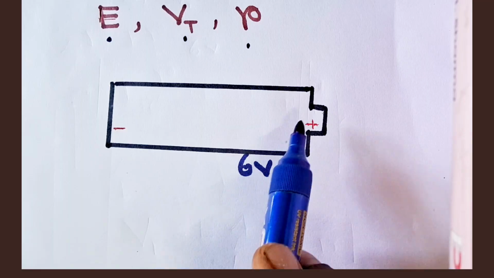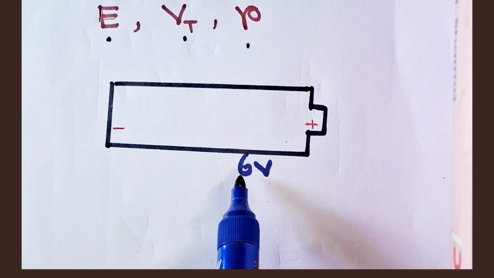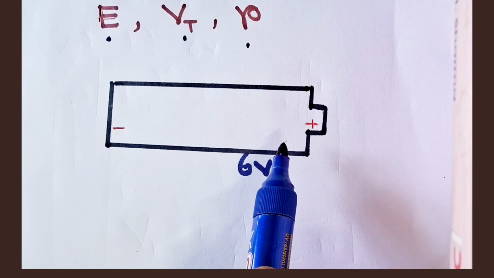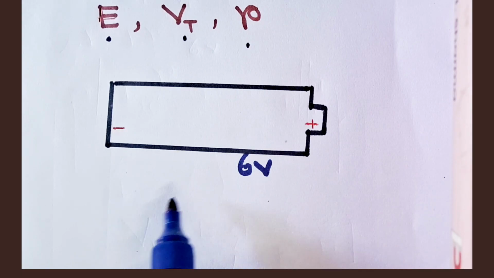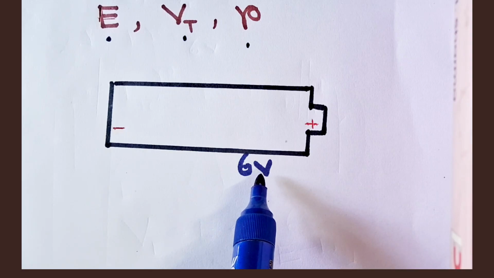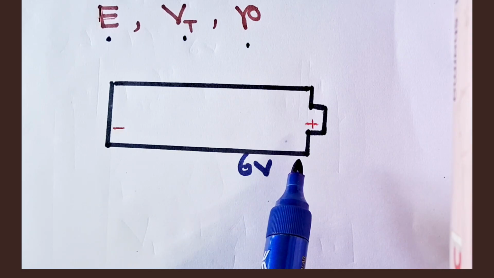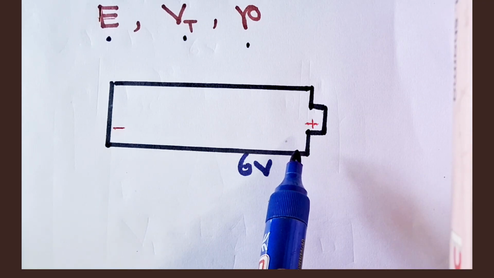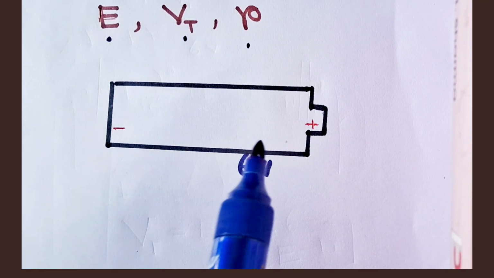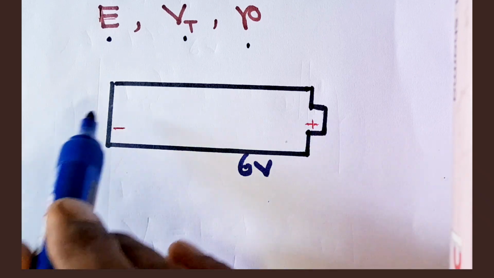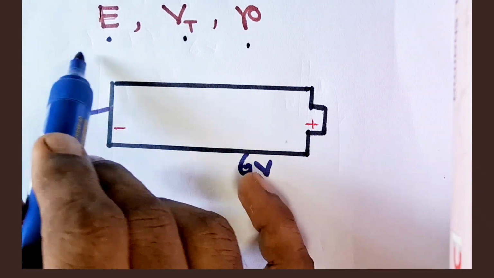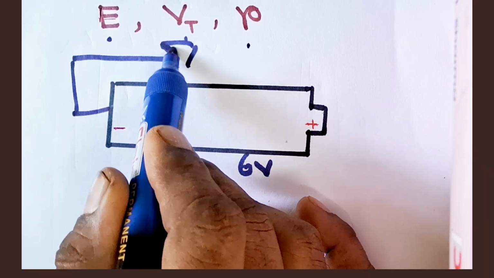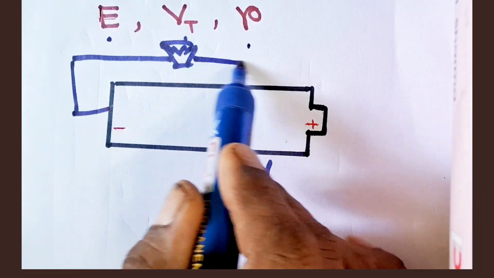In this case, let us consider this battery where 6 volt is printed. It means EMF of the battery is 6 volt. It means it supplies 6 joule of energy per coulomb. Let me explain it in some other way. What does it mean? Now, let me connect this by a conductor, and say some bulb is connected here.